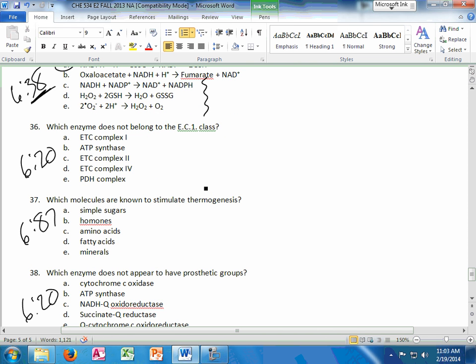Which enzyme does not belong to enzyme class 1? ATP synthase. All of the oxidative phosphorylation enzymes are going to have redox activity, as well as anything with dehydrogenase.